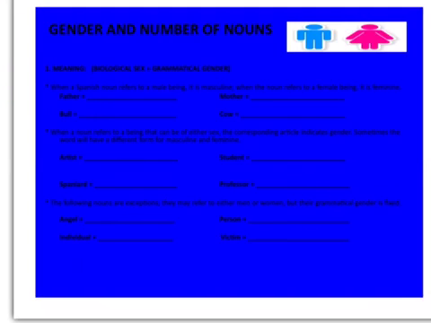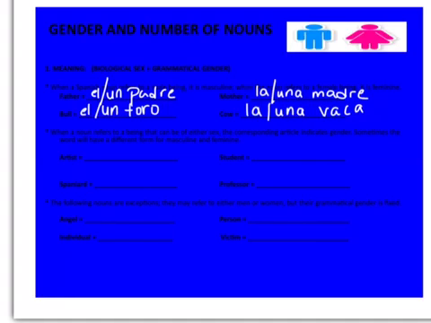Primera clave. The first clue is the biological sex of the noun, meaning, if the noun we're talking about refers to a male, it is masculine, and if it refers to a female, it is feminine. For example, the words father and bull are both referring to males. Therefore, they will be masculine, using articles el or un. The words mother and cow both refer to females. Therefore, they are feminine, and we'll use articles la, una.